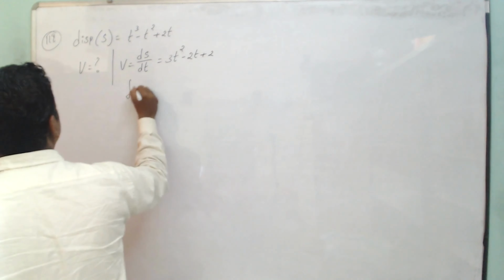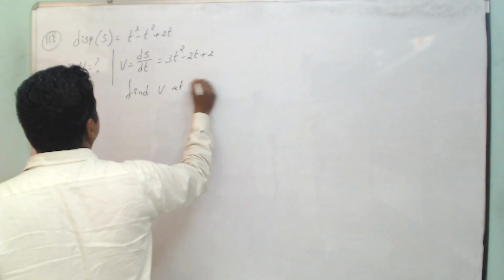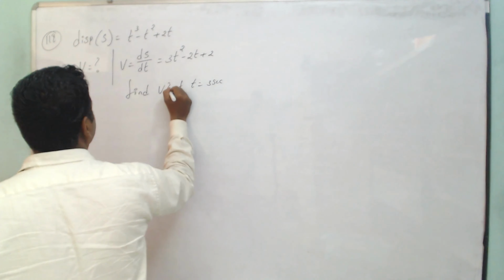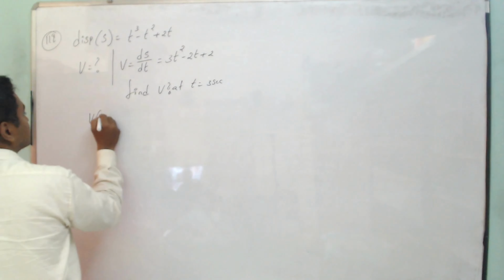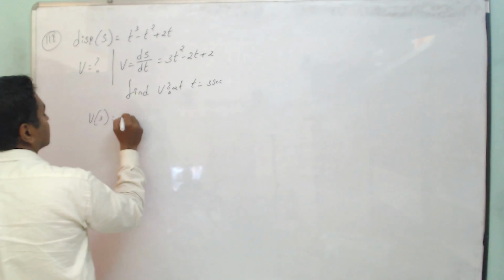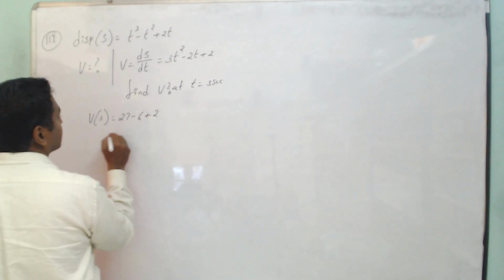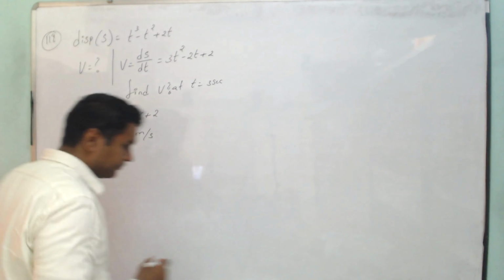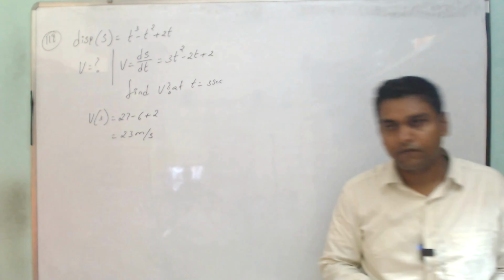Now basically he will say find the velocity of this body at t is equal to 3 seconds. We just substitute 3 seconds over there. So the velocity at 3 seconds is 27 minus 6 plus 2, which is 23. Let's say meters per second. Correct?